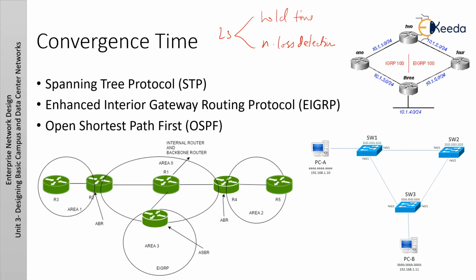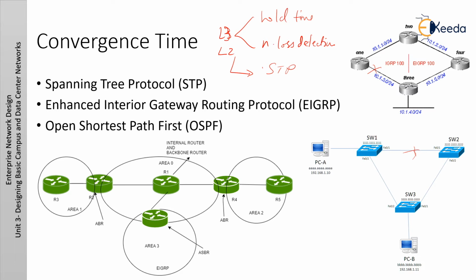Okay, so these are the factors, one factor. So what we need to do, but also on the STP convergence. Okay, so this is layer 3, and in case of layer 3 hold time and neighbor loss detection. And in case of layer 2 switching, what we need to perform is looping prevention, so we need to overcome the looping environment. This is spanning tree protocol.